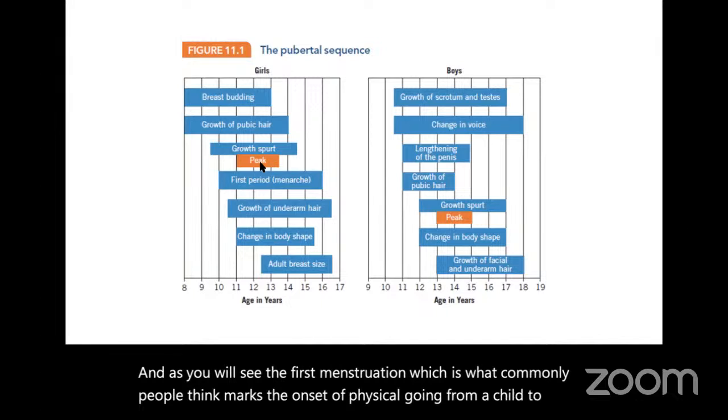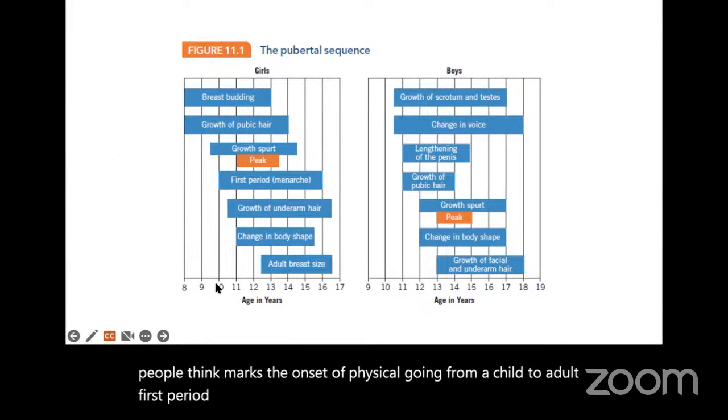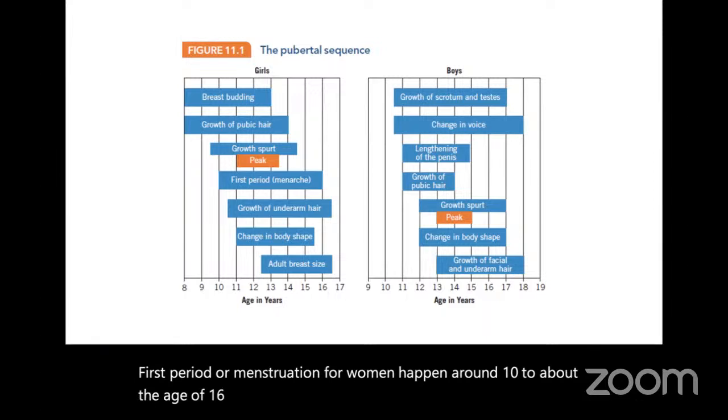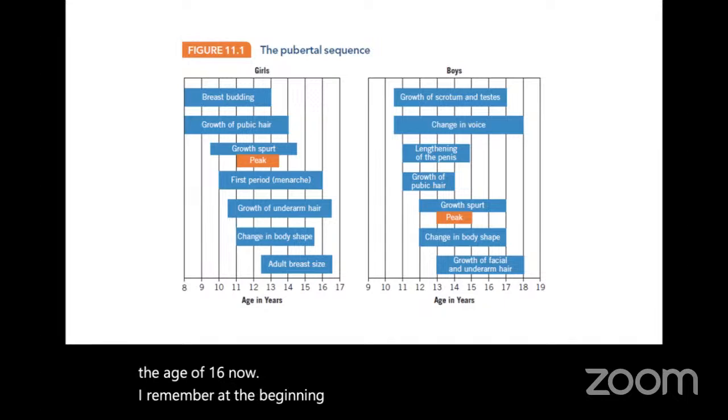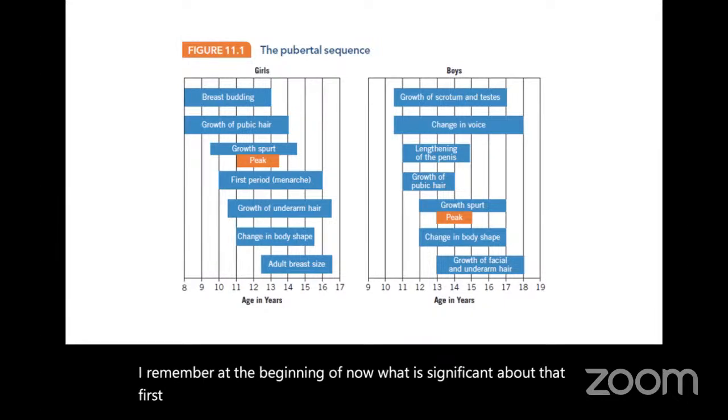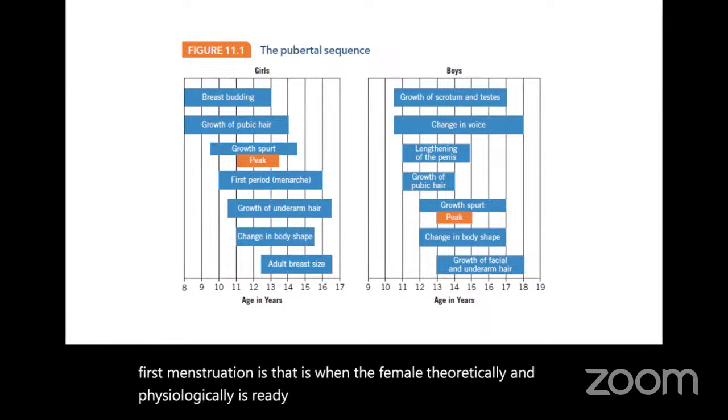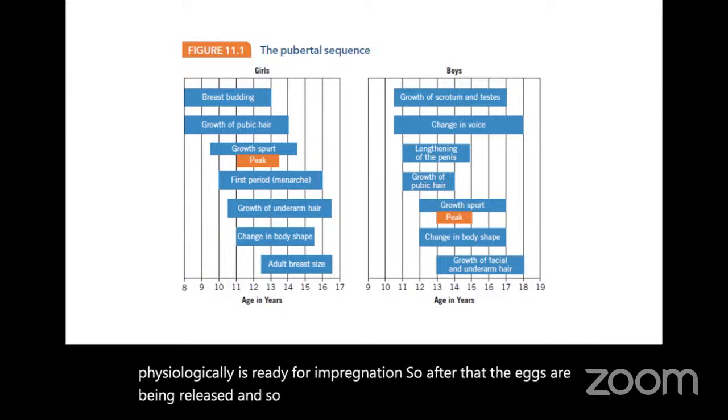First period or menstruation for women happens around 10 to about the age of 16. Now, what is significant about that first menstruation is that is when the female, theoretically and physiologically, is ready for impregnation. So after that, the eggs are being released, and so they can be fertilized at that point.